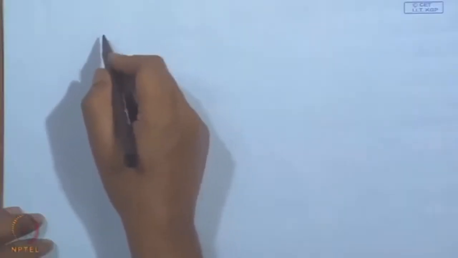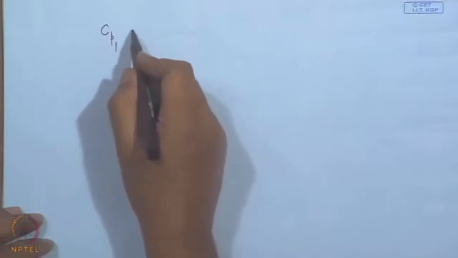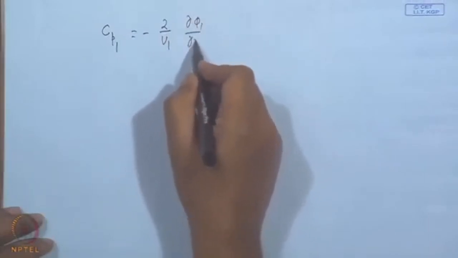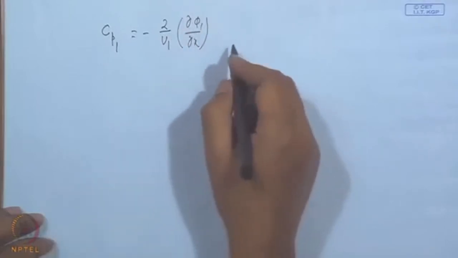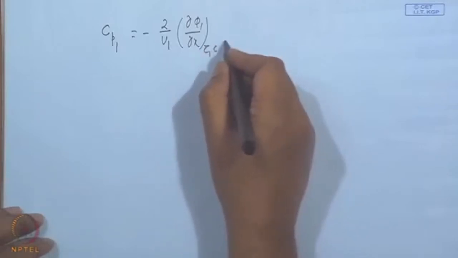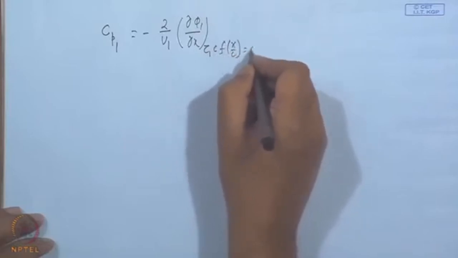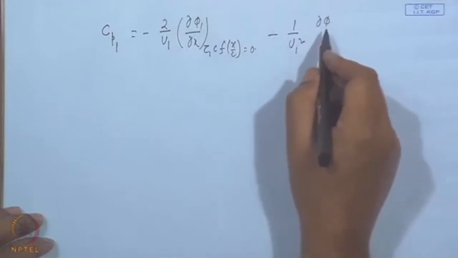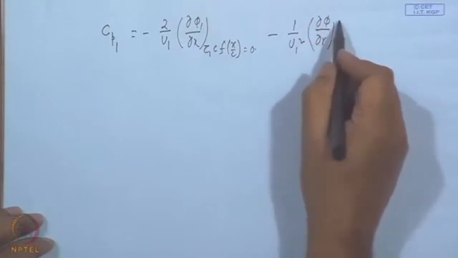We know that the pressure coefficient is also a little different from the two dimensional or three dimensional cases. The linearized pressure coefficient in case of axisymmetric flow contains a second term, and hence the pressure coefficient also should be compared. So, for the pressure coefficient Cp1, which is minus 2 by u 1 d phi 1 d x on the body, tau 1 c f x by c equal to 0, minus 1 by u 1 square d phi d r square.